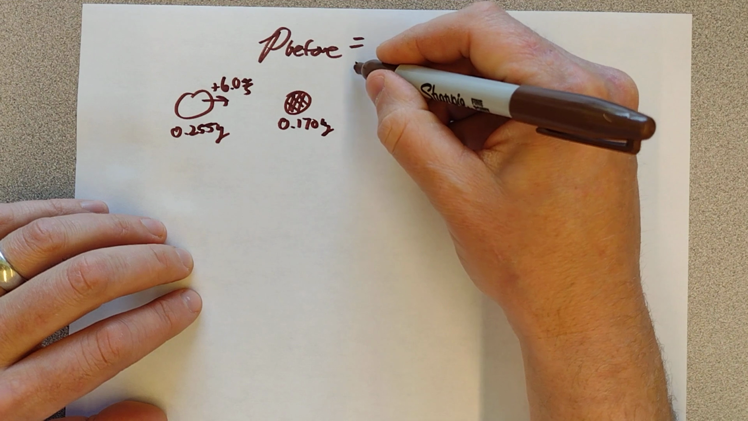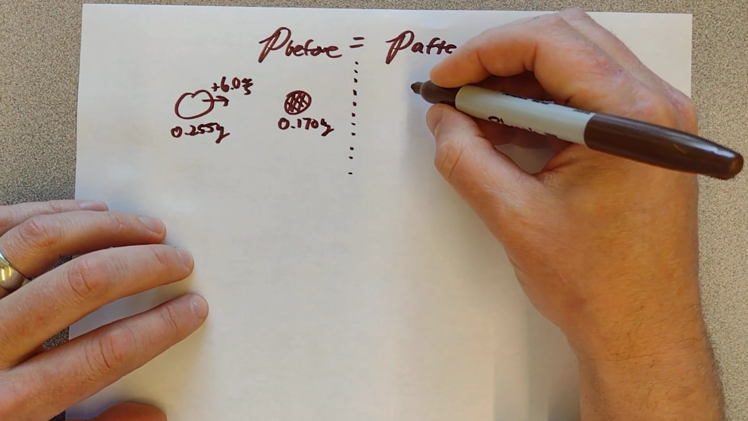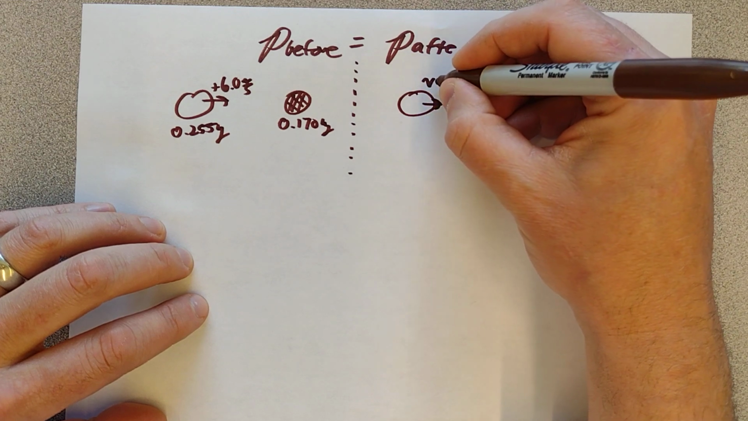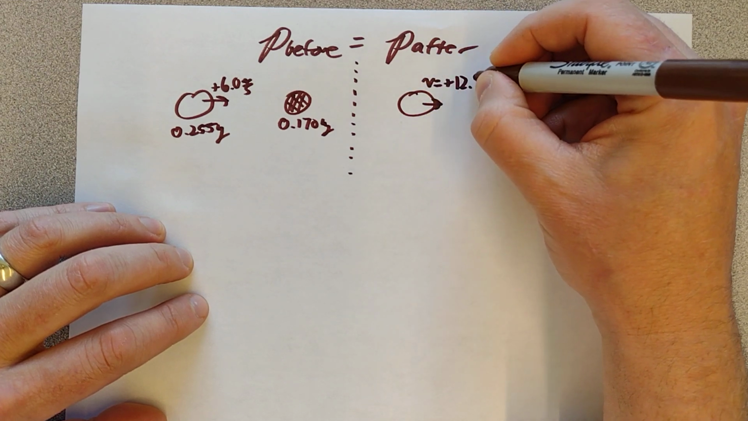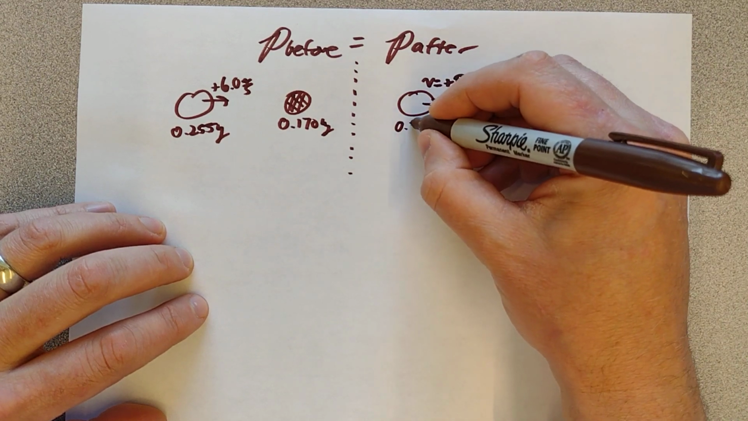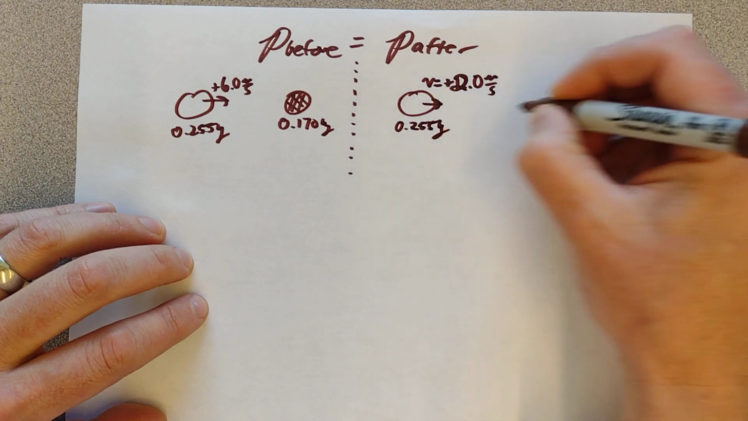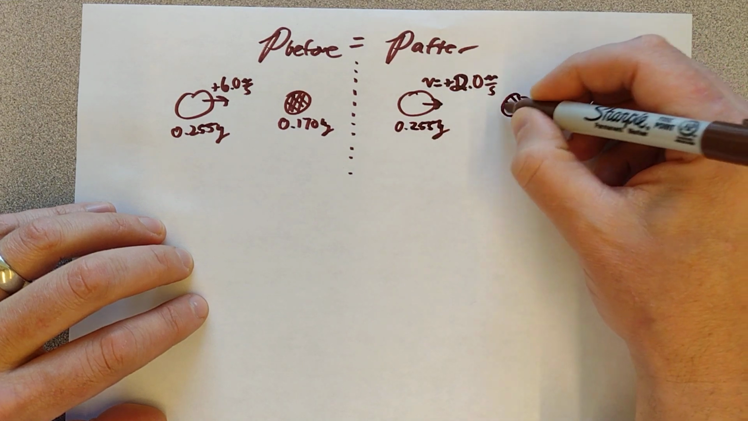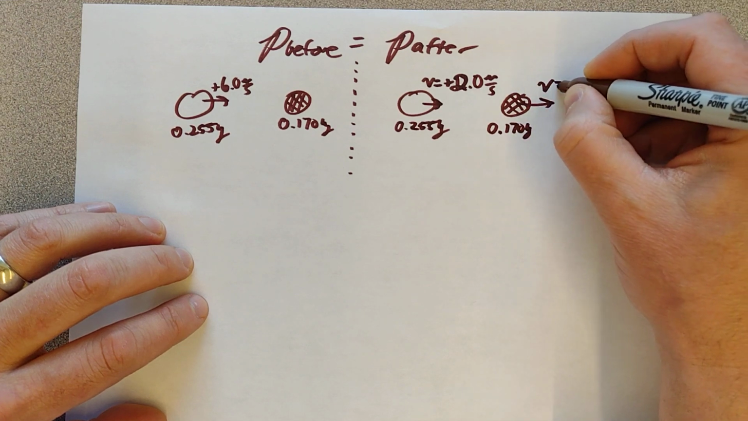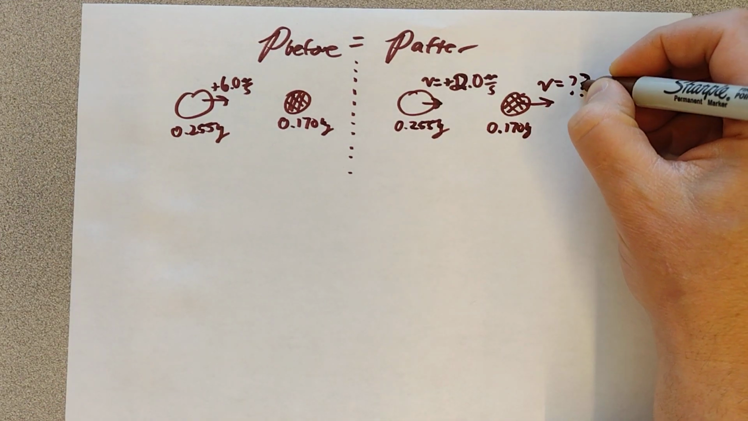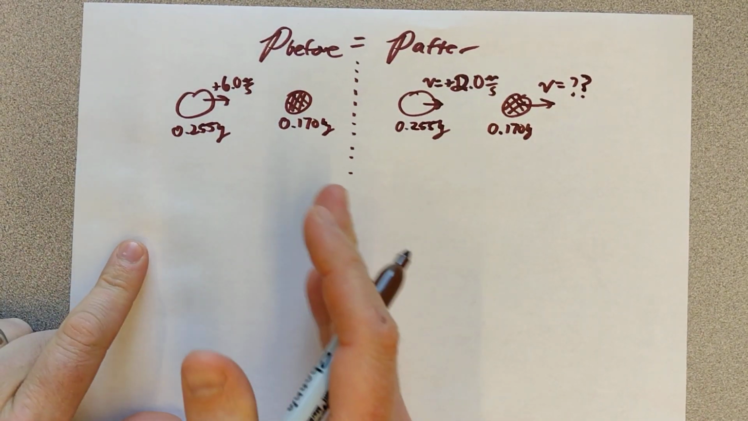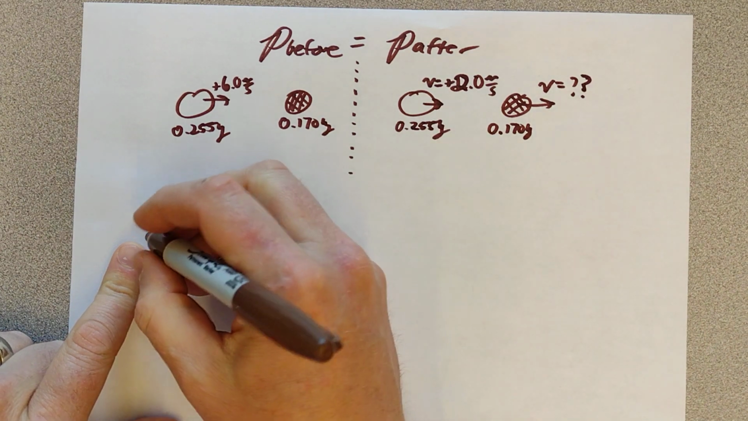All right. After the collision, the pool ball slows down. Its v after the collision is positive 2.0 meters per second. Its mass is still 0.255 kilograms. And the rubber ball bounces off. Its mass is still 0.170 kilograms, but we don't know its velocity. All right? So P before equals P after. So the total momentum before the collision must equal the total momentum after the collision.